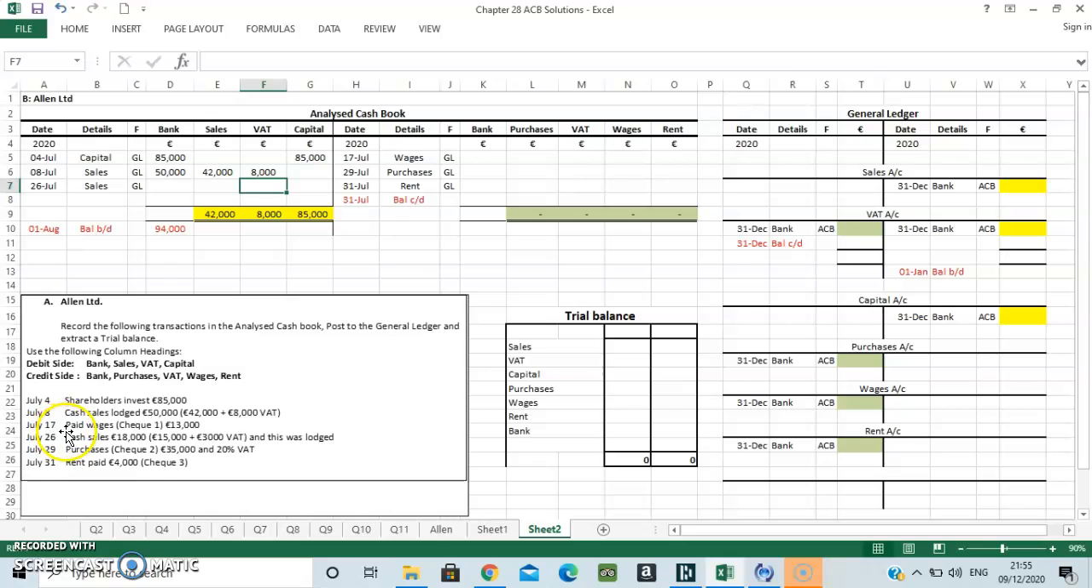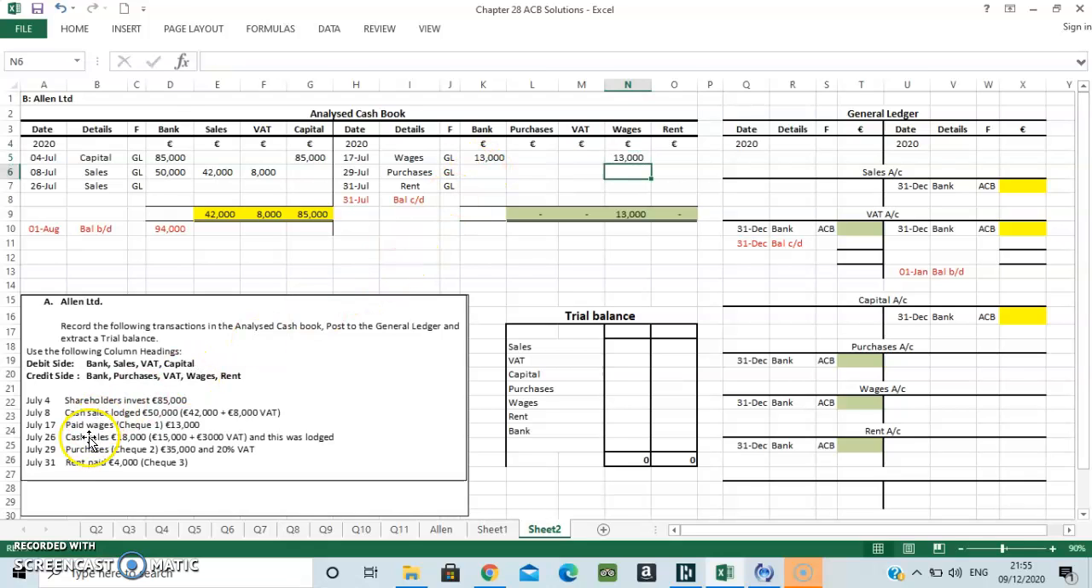On the 17th of July, we paid wages via a cheque, so that's money out. Again, it must go in the bank account, 13,000, and then of course in one other analysis column, and we think wages is the most appropriate one there.